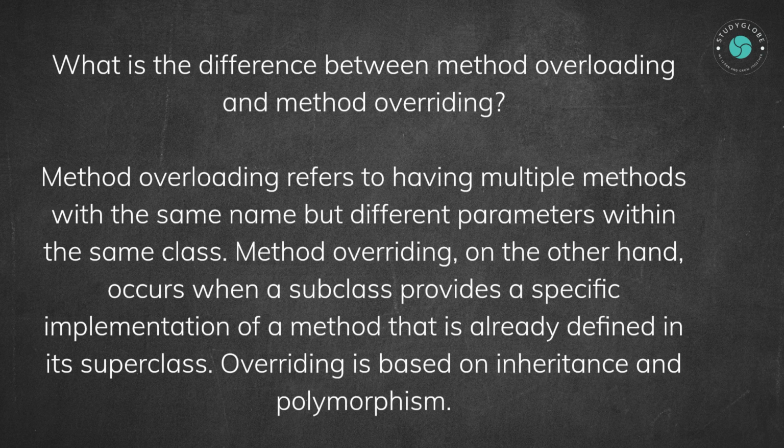What is the difference between method overloading and method overriding? Method overloading refers to having multiple methods with the same name but different parameters within the same class. Method overriding, on the other hand, occurs when a subclass provides a specific implementation of a method that is already defined in its superclass. Overriding is based on inheritance and polymorphism.